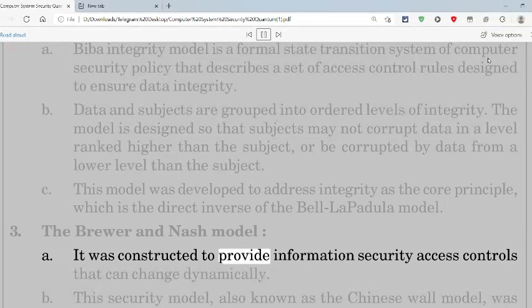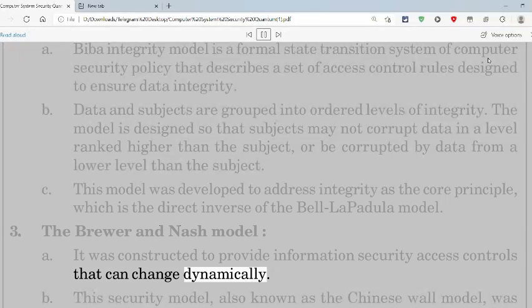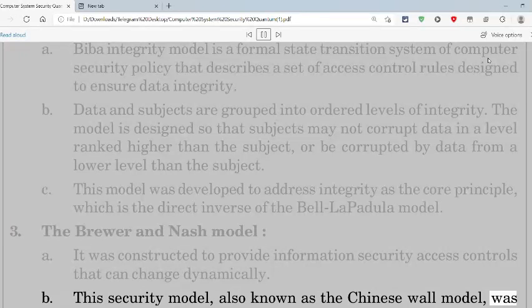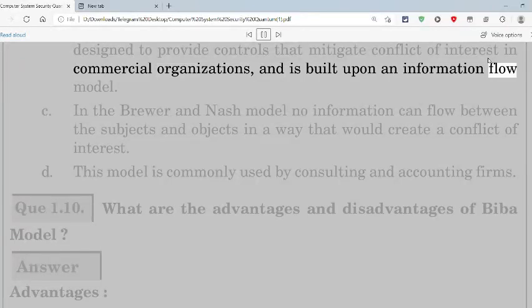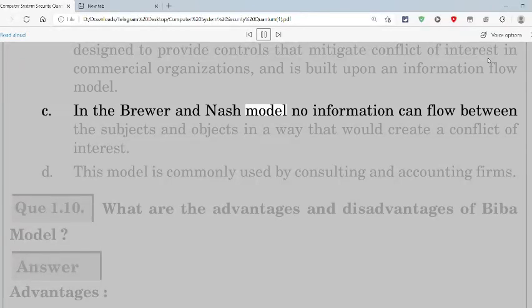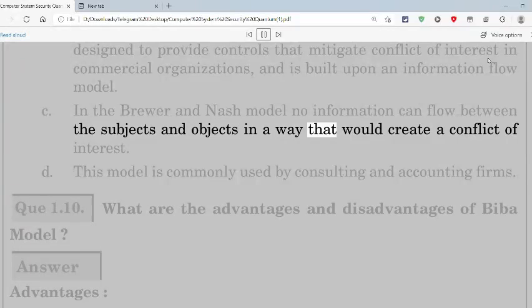It was constructed to provide information security access controls that can change dynamically. B. This security model, also known as the Chinese wall model, was designed to provide controls that mitigate conflict of interest in commercial organizations and is built upon an information flow model. C. In the Brewer and Nash model, no information can flow between the subjects and objects in a way that would create a conflict of interest.